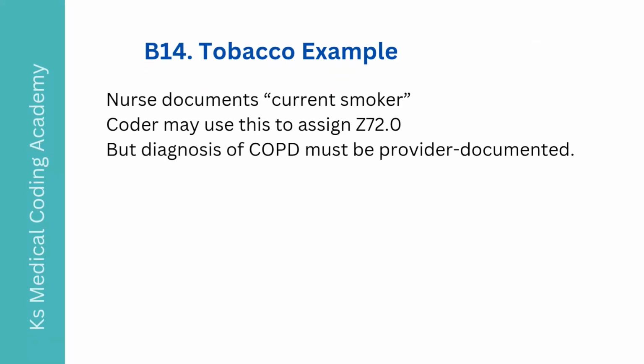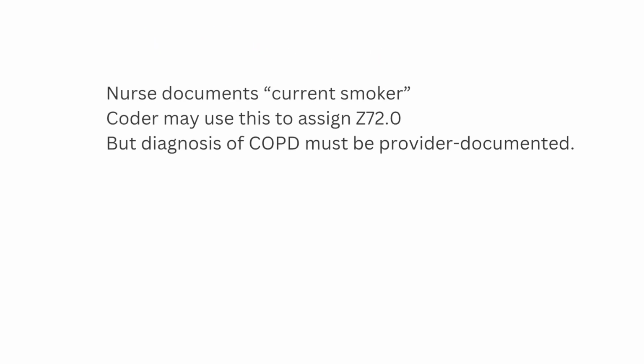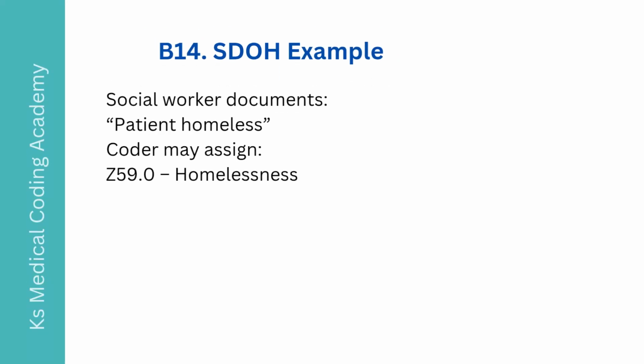Tobacco example. For example, if a nurse documents that the patient is a current smoker, the coder may assign Z72.0 for tobacco use. But the diagnosis of COPD must come directly from the provider. SDOH example. If a social worker or case manager documents that the patient is homeless, you may assign Z59.0 for homelessness. Provider documentation is not required for SDOH codes.